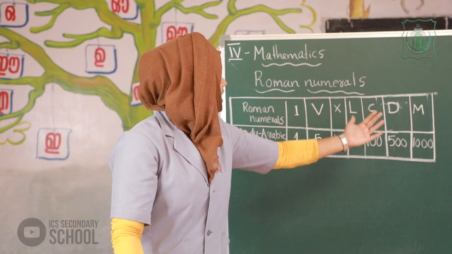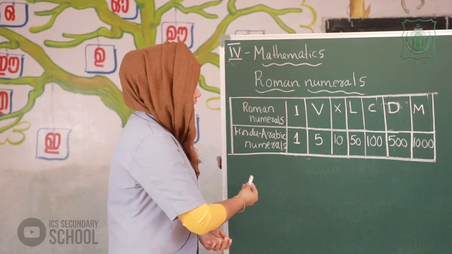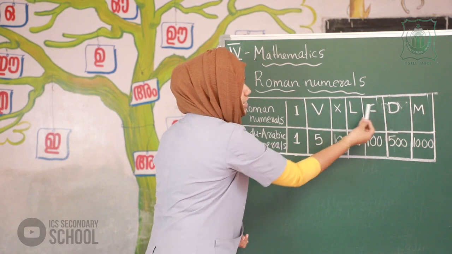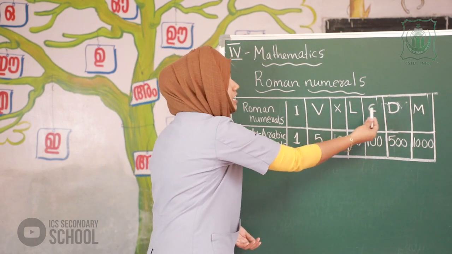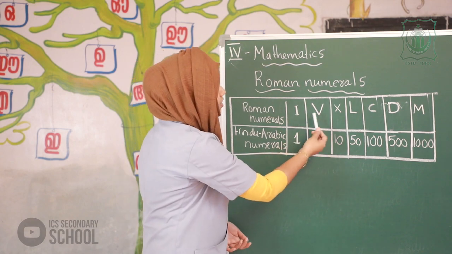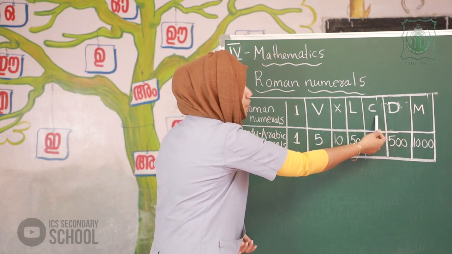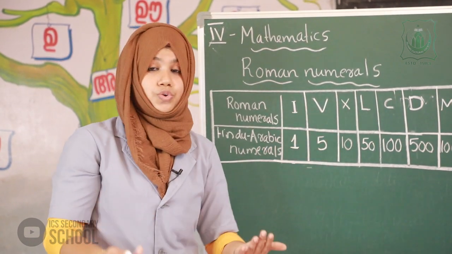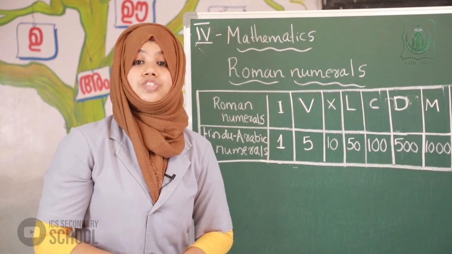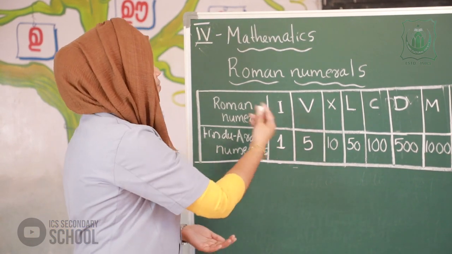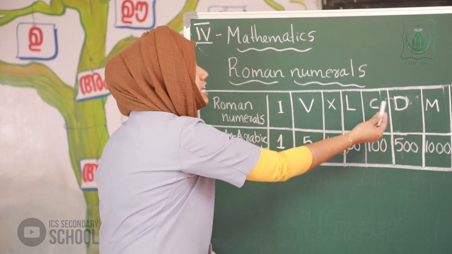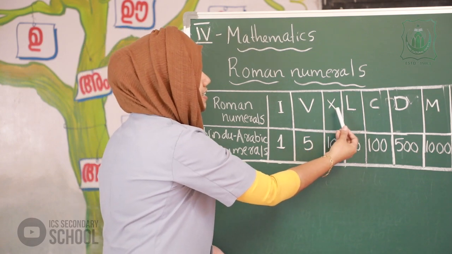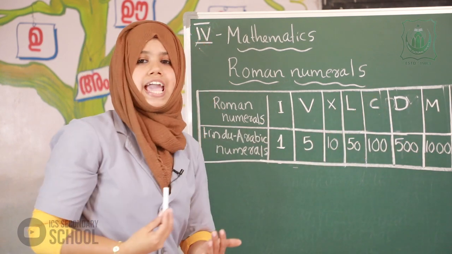So we can see a table here. Okay, all of you listen here. This is a table, and you can see how many English alphabet letters here? 1, 2, 3, 4, 5, 6 and 7. The Romans used 7 letters of the English alphabet to write numbers. These are the 7 letters: I, V, X, L, C, D and M.